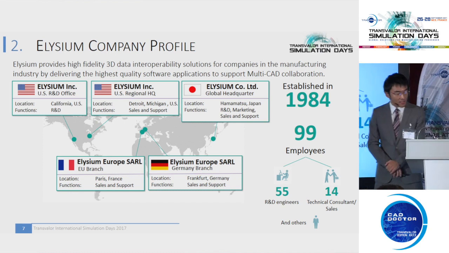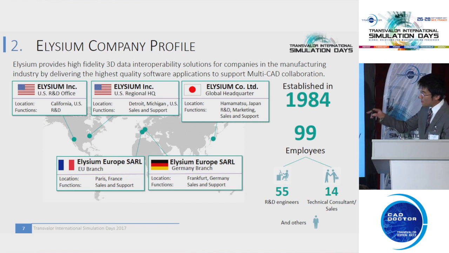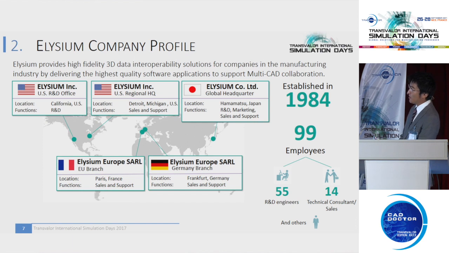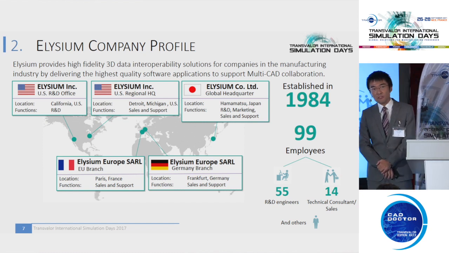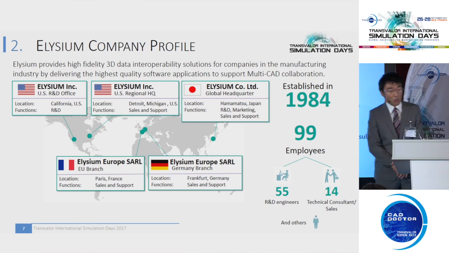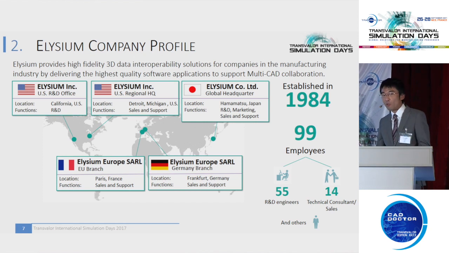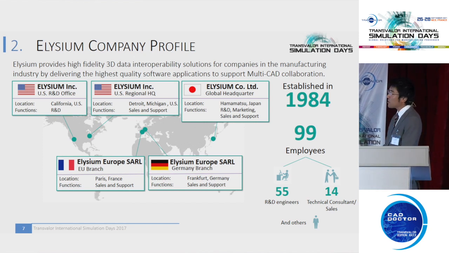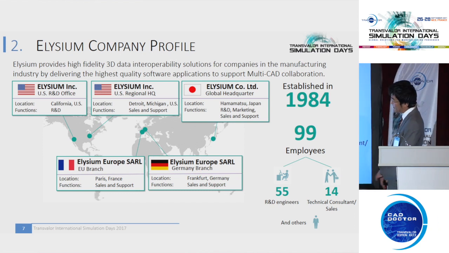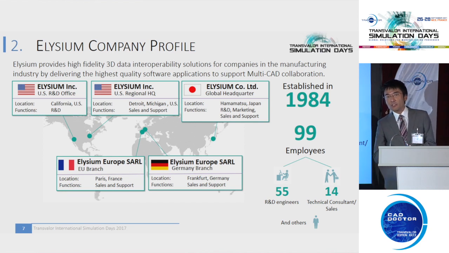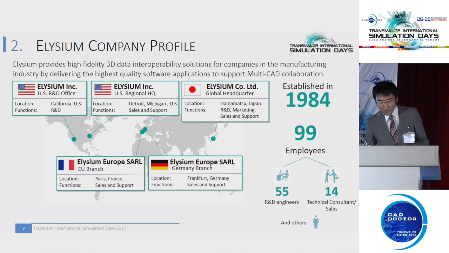We also have subsidiaries in the US, and one in Paris, where one of the French guys is doing the local support and sales. And we have just started the Germany office since this January to support mostly German automotive OEMs and suppliers. We have almost 100 employees globally. One of the points which I would like to mention is 55 R&D engineers, 14 technical consultants and sales. That means we are really a technical-oriented company. Almost 99% of the employees have a technical background.